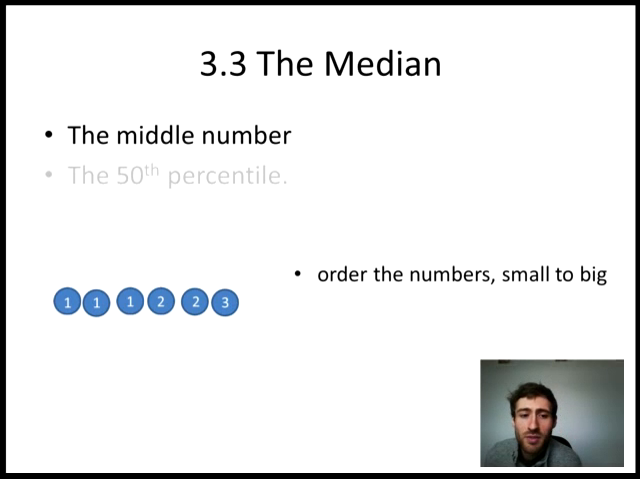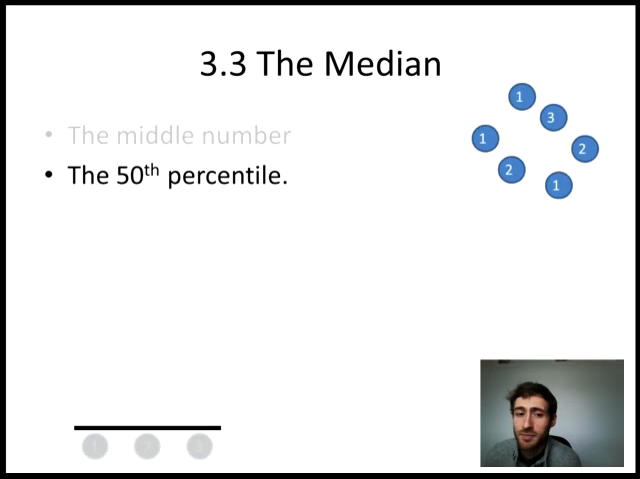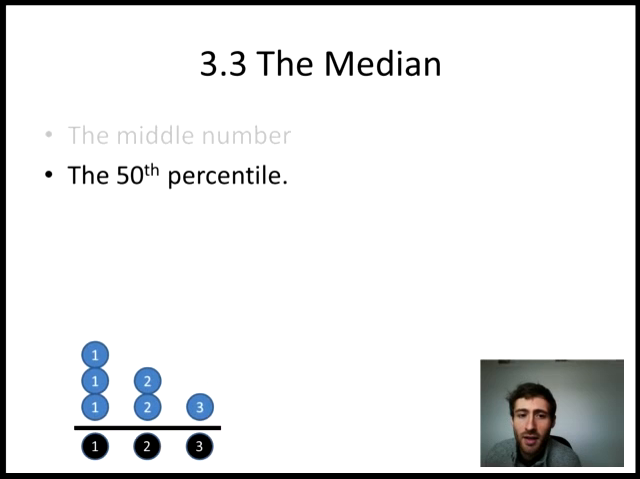If you have 2 numbers in the middle, you have an even sample, then you have to find the middle 2 numbers and average them. So in this case, we have the numbers 1 and 2, and of course the average of 1 and 2 is 1.5. Now let's talk about the median as the 50th percentile.